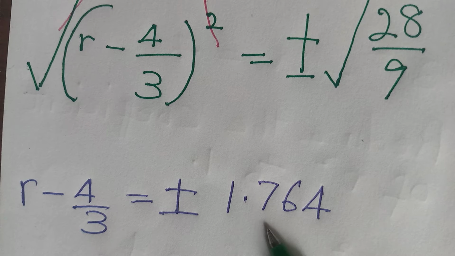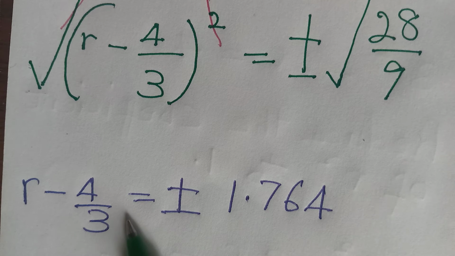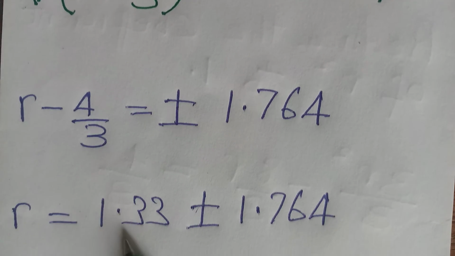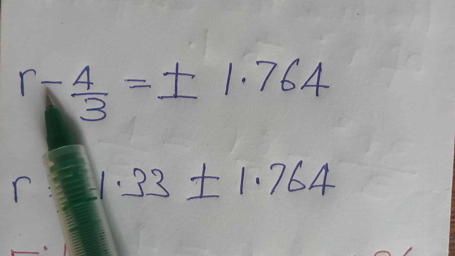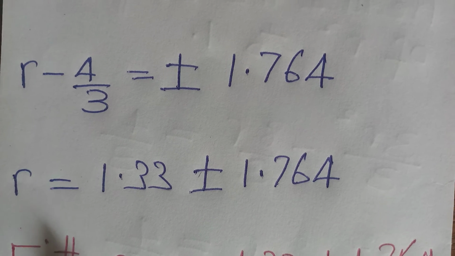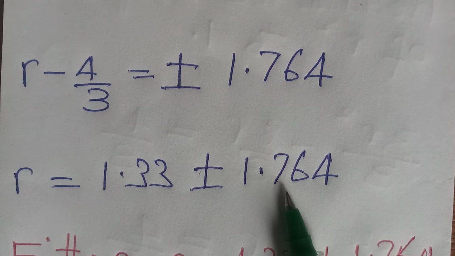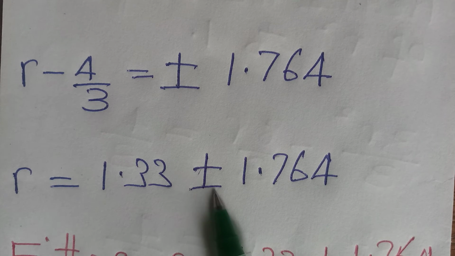What will be the next operation? You take this minus 4 over 3 across the equality sign to the right. If you do that, this minus again will change to positive. And 4 over 3 is 1.33. So it's now going to be R equals 1.33 plus or minus 1.764. Fine. In this case, because of this addition or subtraction sign, we're going to have two answers. The first answer, you take one of the signs. In this case, I'm taking the positive value first, after which I will come and take the negative sign.